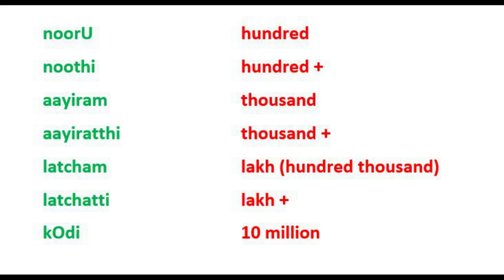Then if you want to talk about laksham, that is an Indian denomination, an Indian number, 100,000, that becomes laksham. So it's lachati, and you go on with the same formula. Kodi is 1 crore, that is 10 million. So kodi, lachati, ayirathi, nuthi, then gets to tens and goes to a one digit number.